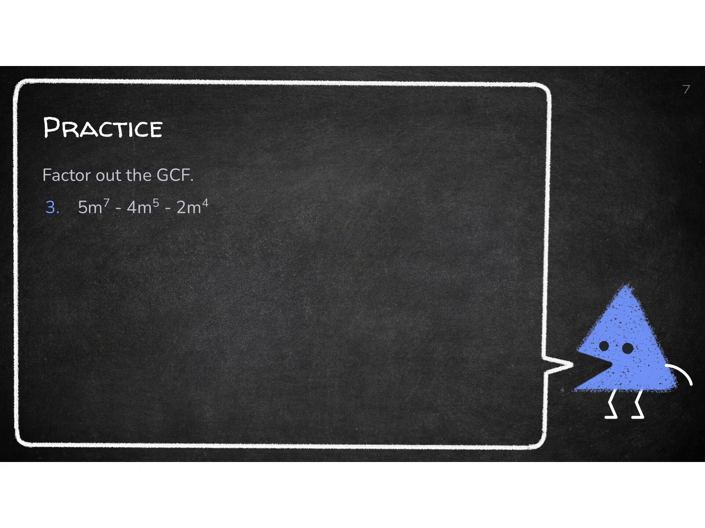Number 3, 5m to the 7th minus 4m to the 5th minus 2m to the 4th. So I'm looking at a 5, a 4, and a 2.